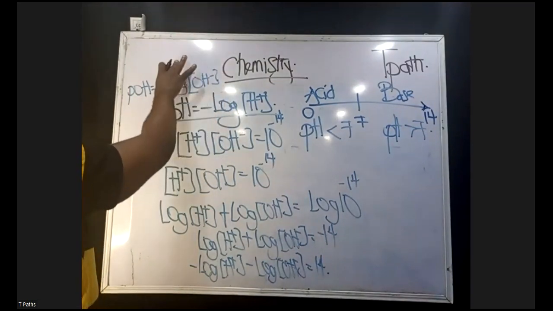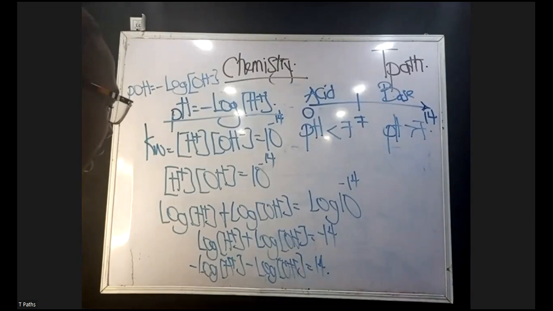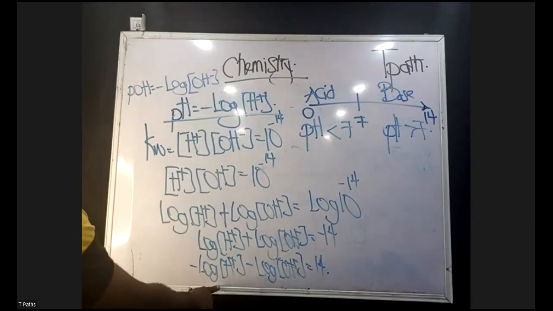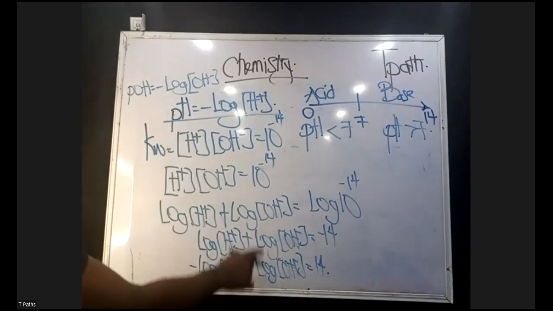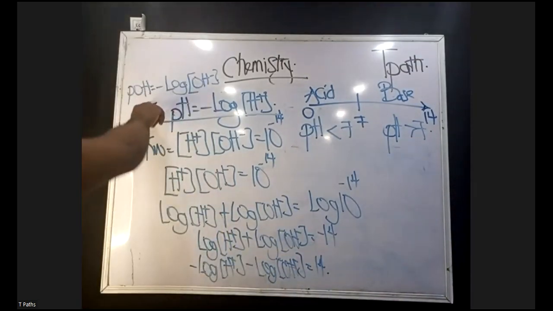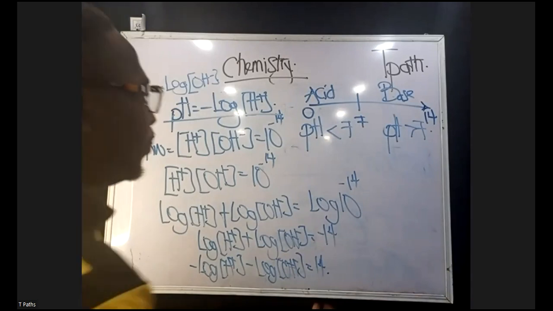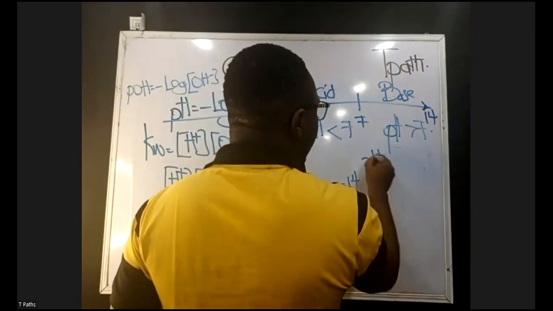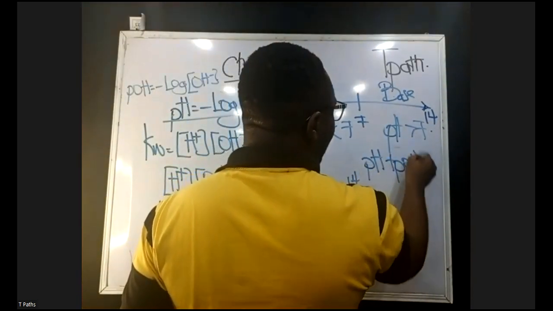So this is time for base, this is for acid. So let's quickly do this mathematics. Minus log H plus, I can replace it with pH. Minus log OH minus, I can replace it with pOH. So I can say that pH plus pOH is equal to 14.